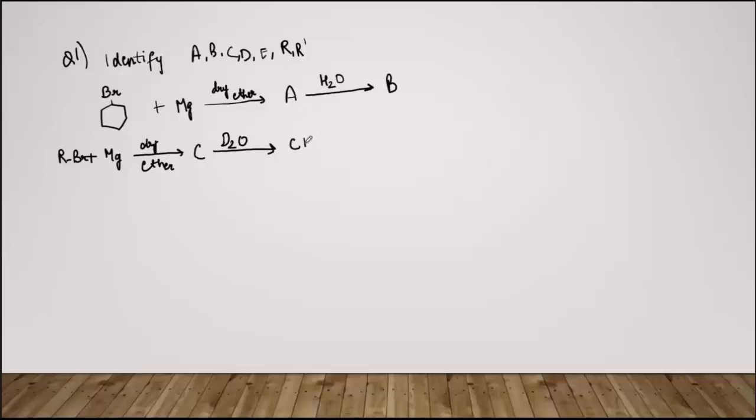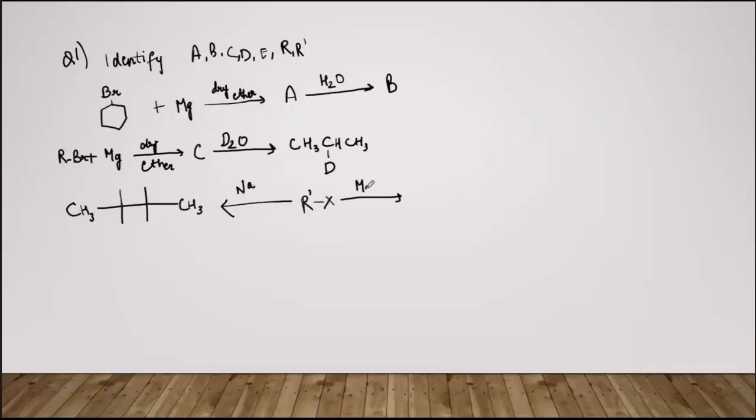D2O. Here it is D. This D is not the D that you have to identify. This D is not a group. It is simply an isotope of hydrogen. You must have studied earlier that hydrogen has isotopes, that is hydrogen, deuterium, and the other ones. So this D is deuterium. And then we have the last one. These are the overall reactions. And now you have to identify.